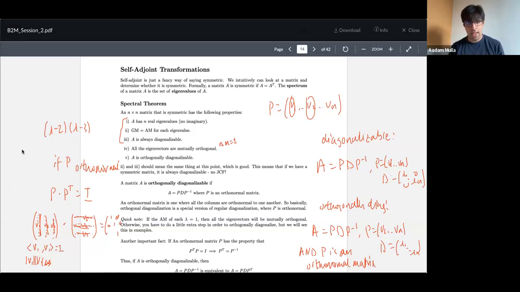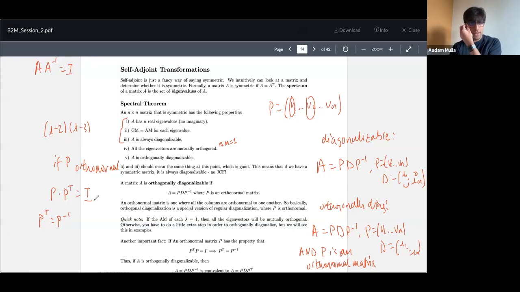So in that case, if we know P times P transpose equals the identity, that means P transpose equals P inverse. An inverse matrix has the property that A times A inverse equals the identity. So in this case A is P, and if multiplying by P transpose gives the identity, then P transpose must also equal P inverse.